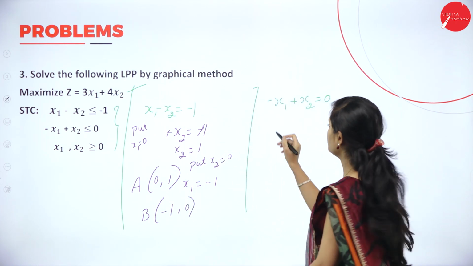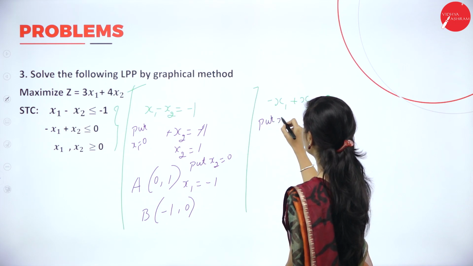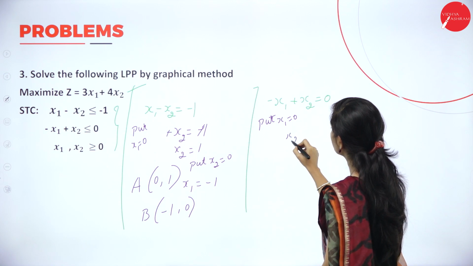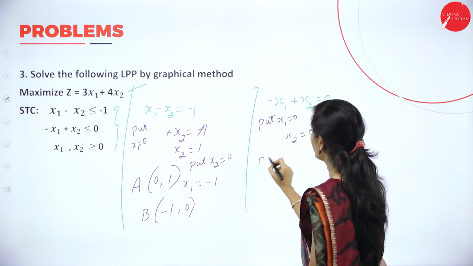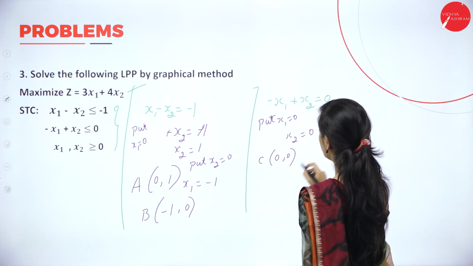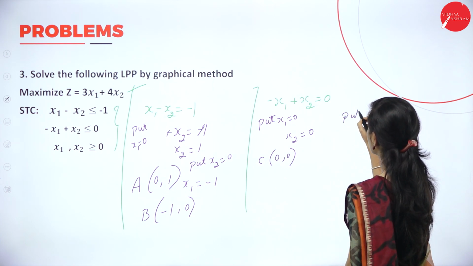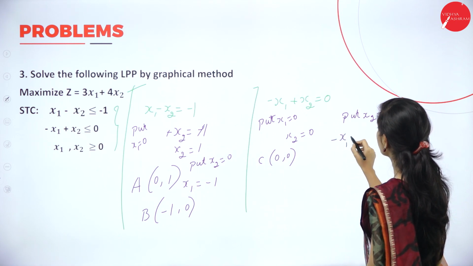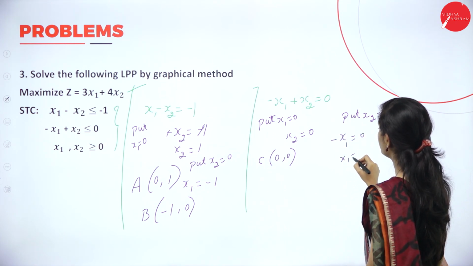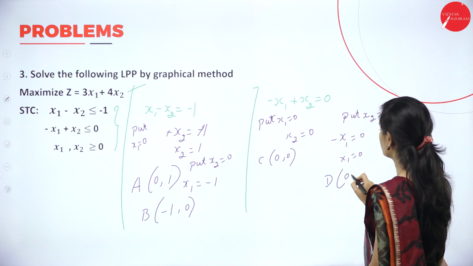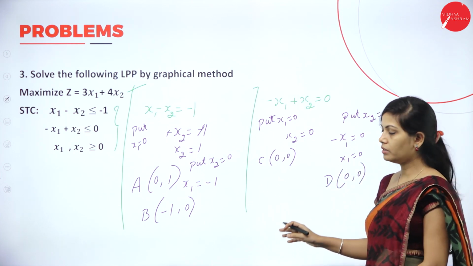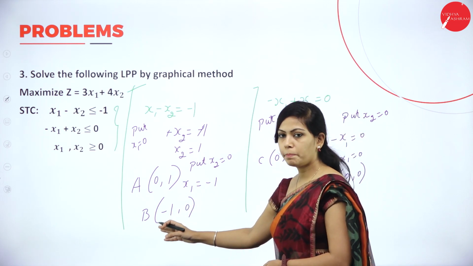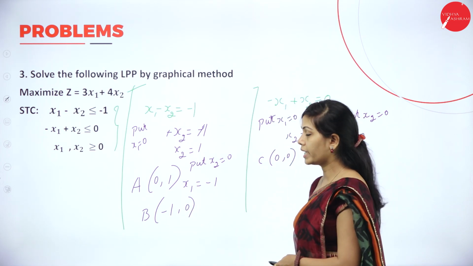And for the second equation, put x1 is equal to 0 and x2 is equal to 0. So point C is 0, 0. And put x2 is equal to 0: x1 minus x1 is equal to 0, so x1 is equal to 0. Point D is also 0, 0. So here we got 4 points.